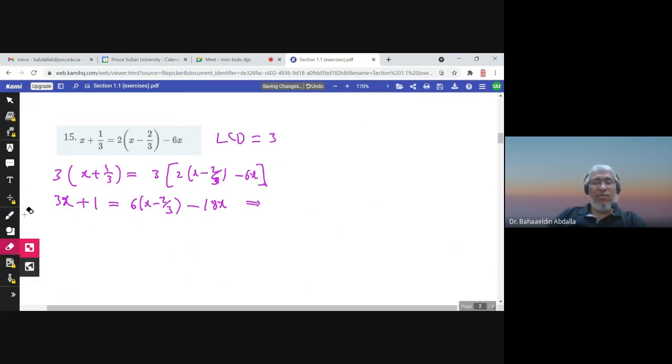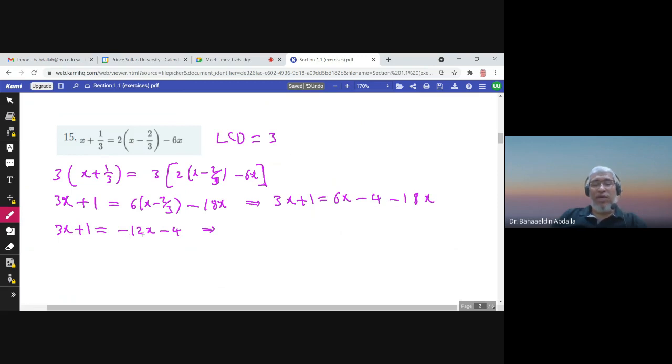So I have 3x plus 1 equals, let us get rid of the parentheses, 6 times x is 6x minus 6 times 2 over 3, 6 cancels with 3, 2 times 2, 4. You can use the calculator if you like, negative 18x. So I have 3x plus 1 equals 6x minus 18x. We subtract 6 minus 18, that's negative 12x minus 4.